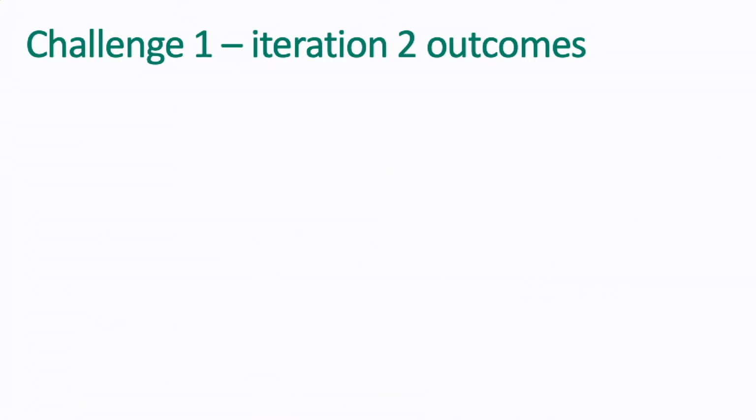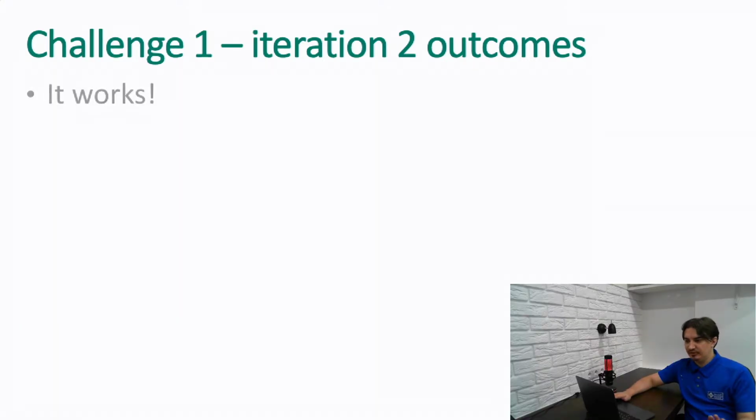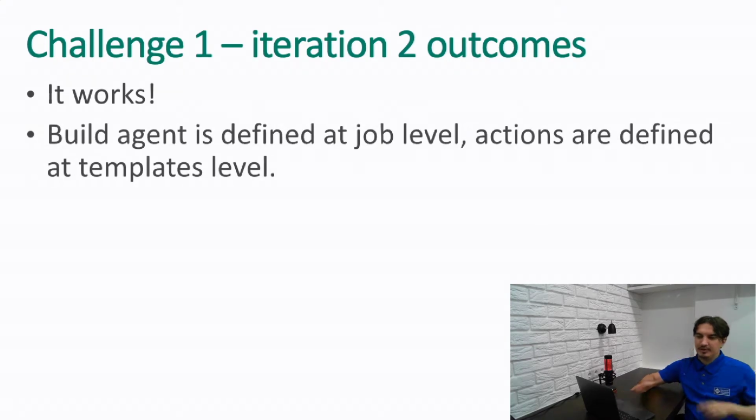And what were the outcomes of the second iteration? So first of all, it works. And again, that's already a good sign. But now we define our build agent at the job level, and actions, we define them on a template level. So there is much less copy and pasting happening right now, and the solution itself is more manageable.